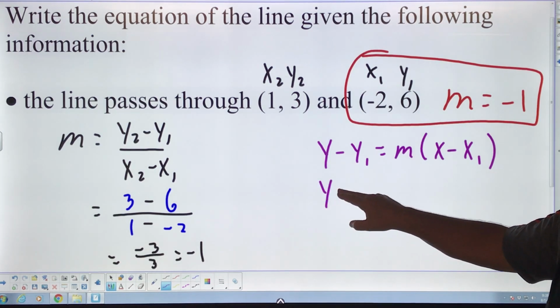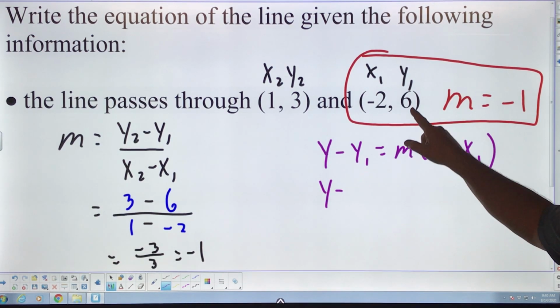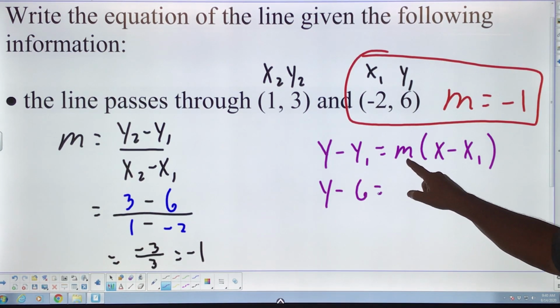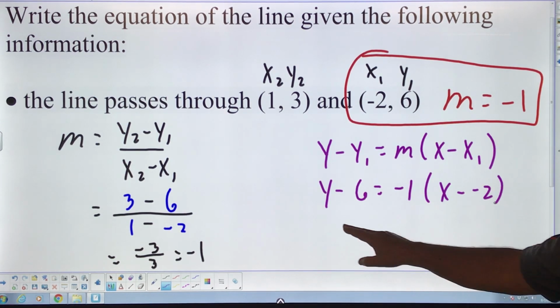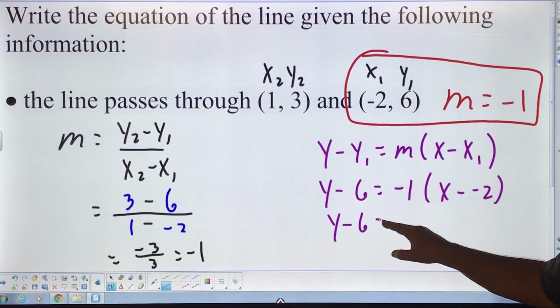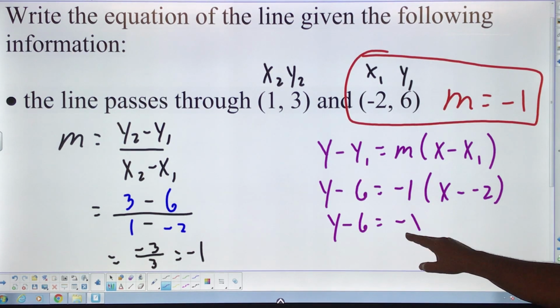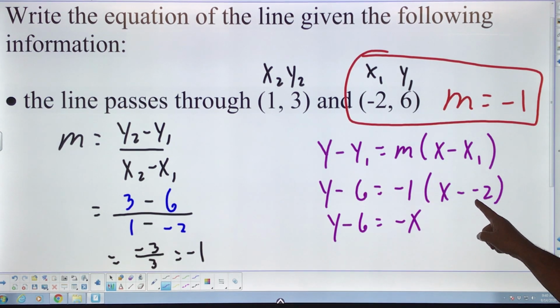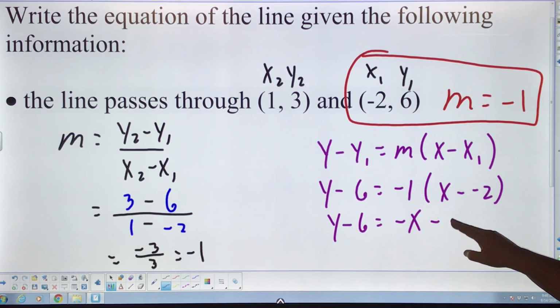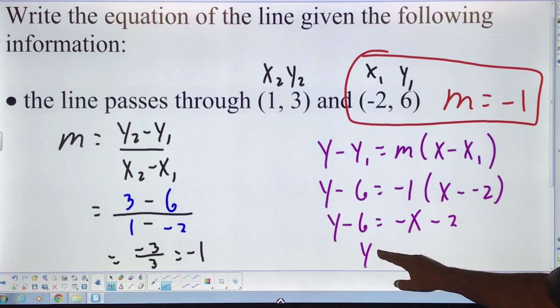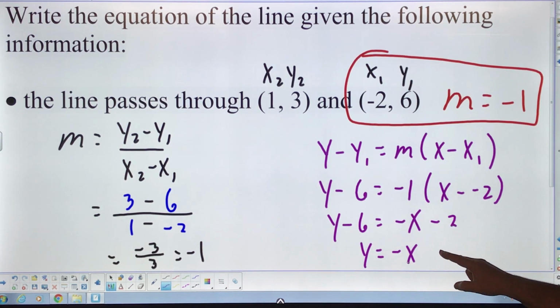If I want to use the point slope formula, my y1 is 6, my m is -1, and my x is -2. So that's y minus 6 equal -1 times x, and a -1 times a +2. Do you agree that's a +2? It's a double -2, it's a +2. -1 times +2 is -2. So I add 6 to both sides, add 6 to a -2, plus 4.